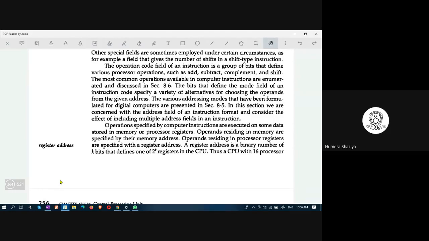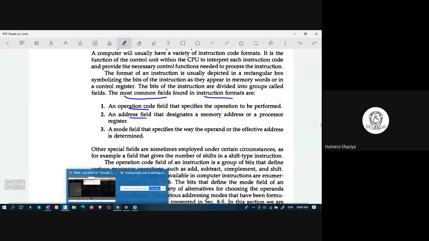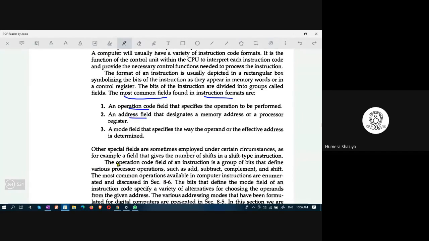What are the components in that? What are the parts? Opcode, address, mode bit. Yes, very good. Very right. The most common fields found in an instruction format are operation code, address field, and mode field.